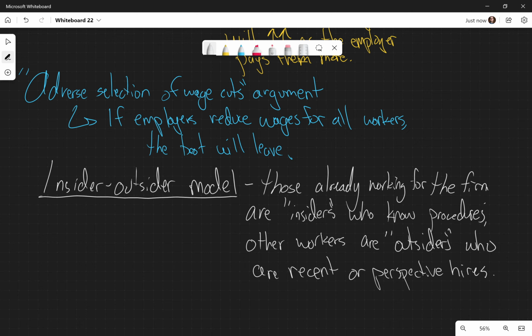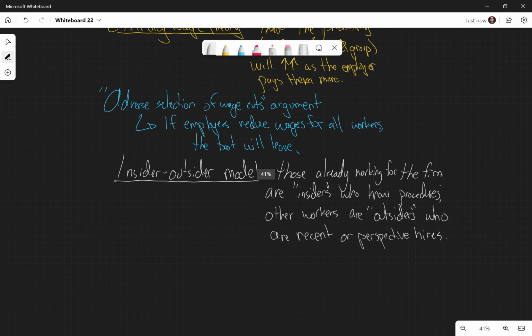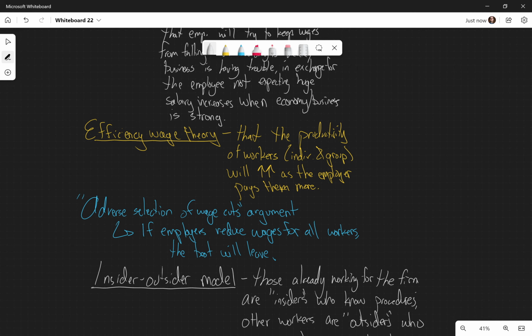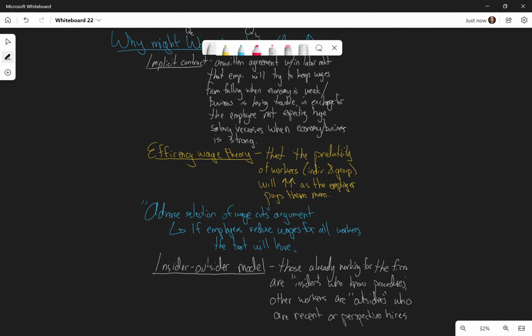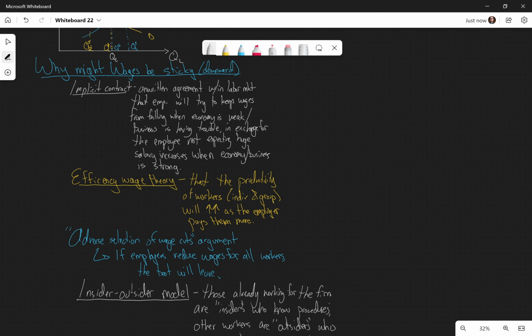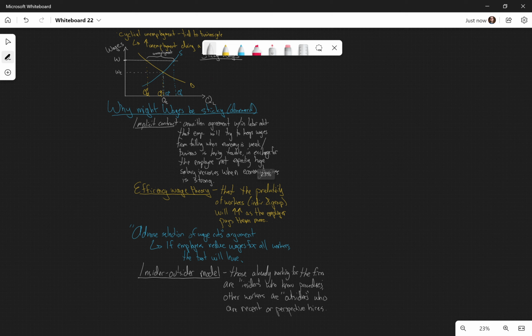Questions on these different models here, of why wages might be downwardly sticky? All right.